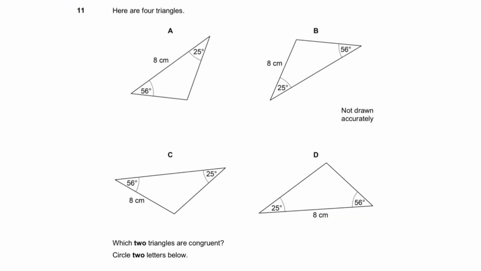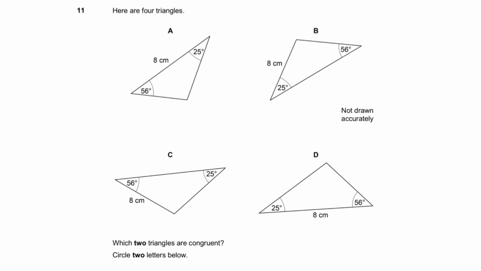So our first question says, here are 4 triangles, which 2 triangles are congruent? In order for them to be congruent, they need to be exactly the same. We can see that all of these triangles have got an angle that's 25 degrees, and all of them have got an angle that's 56 degrees, and they're all in the same places. So we need to work out which of the 2 triangles has the same line that's equal to 8 centimetres.